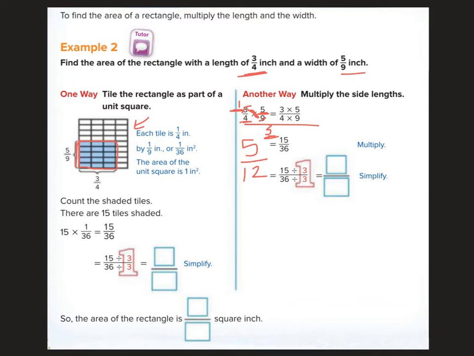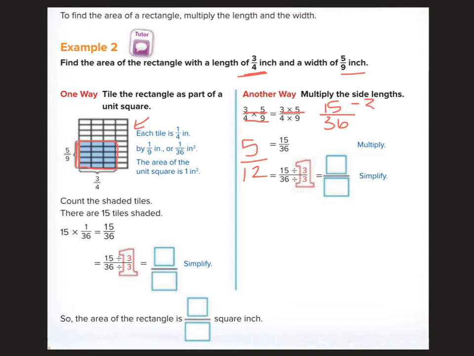Now, if you don't like doing the simplify first, which let me tell you, you will start to like it the more you use it, then we can just multiply numerators. 5 times 3 is 15. 4 times 9 is 36. I notice I can divide them both by 3, which is what we did when we simplified first. We divided 3 and 9 by 3.